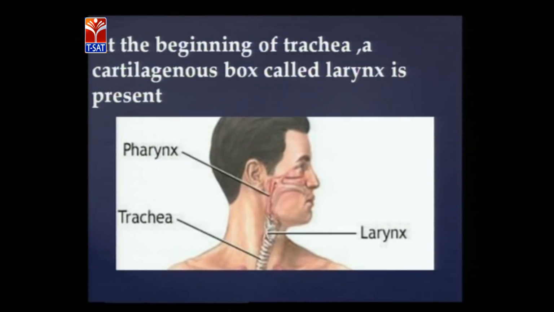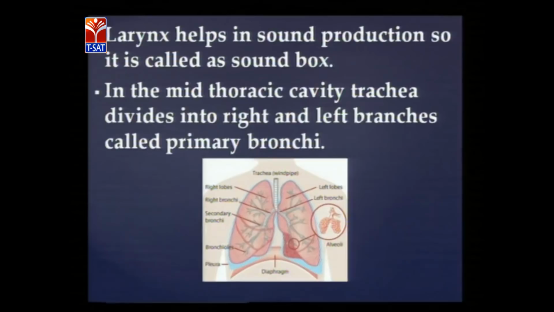This pharynx leads into a long tube-like structure called the trachea. The beginning of the trachea is the larynx. It is useful in the production of sound, so it is called the sound box. And here we can see that in the mid-thoracic cavity, the trachea is divided into two branches, one going into each of the two lungs, as primary bronchi.